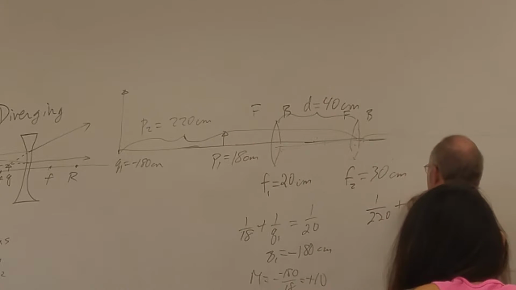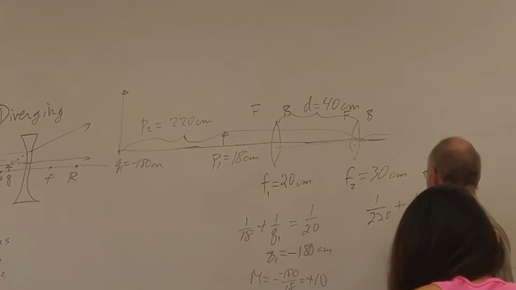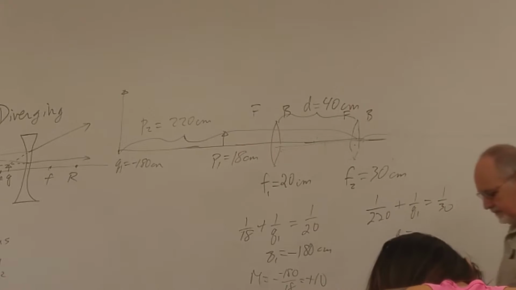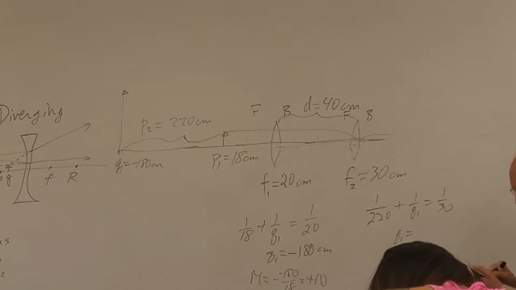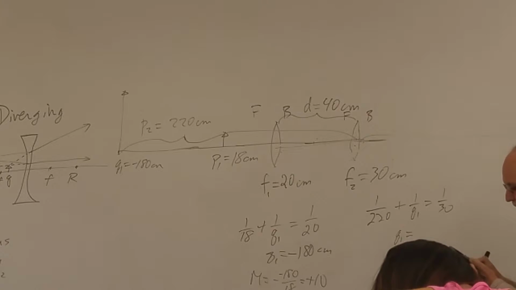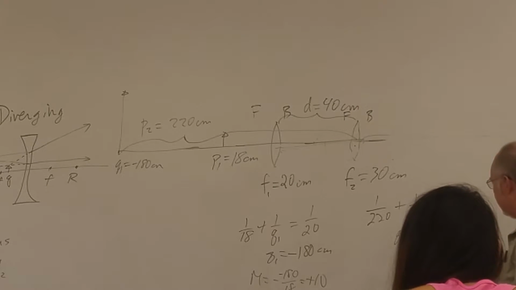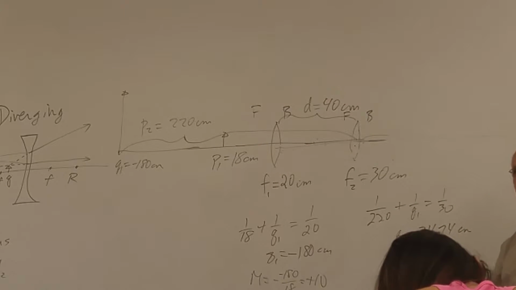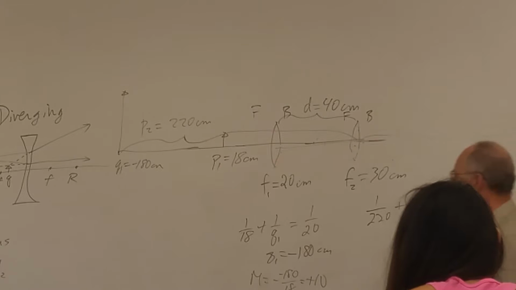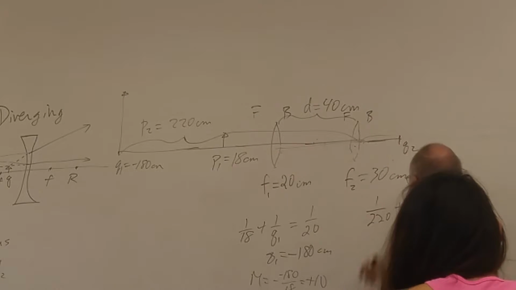So 1/220 plus 1/Q1 equals 1/30. And so my Q1, 1/30 minus 1/220, take the reciprocal, and that's going to give me positive 34.74 centimeters. Positive Q is on the back side of a lens, so that would be over here somewhere.